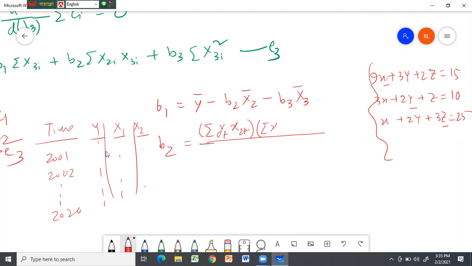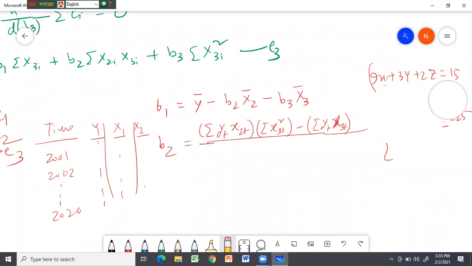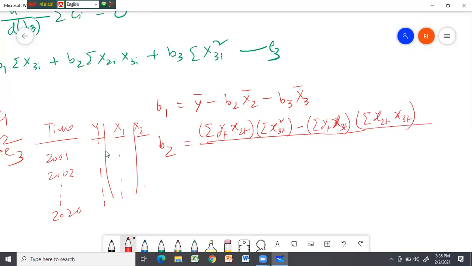And then summation of x3t square, minus summation of yt into x3t, and summation of x2t and x3t, divided by summation of x2t square into summation of x3t square minus summation of x2t into x3t, whole square.